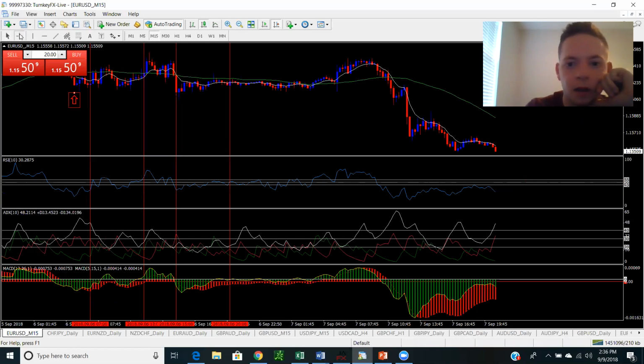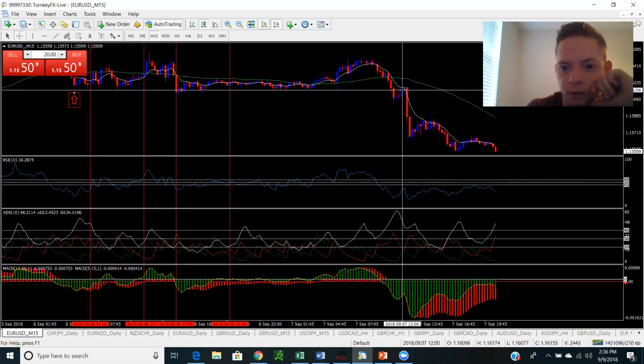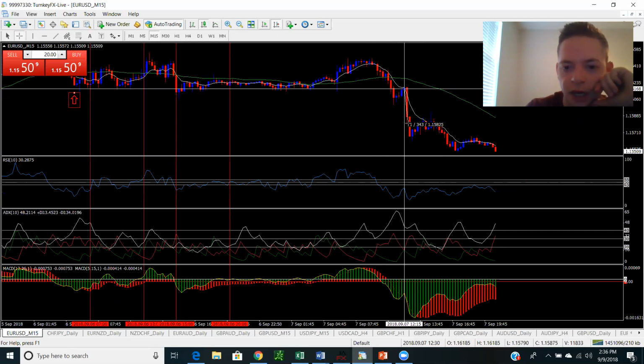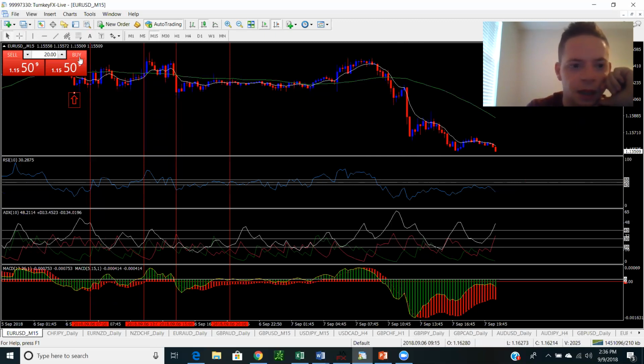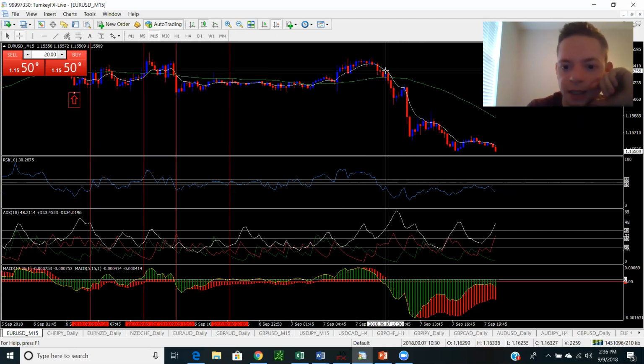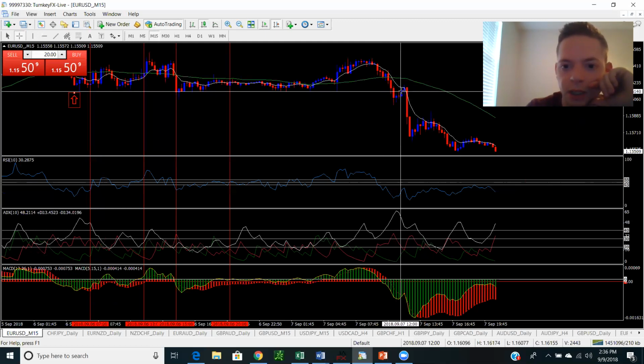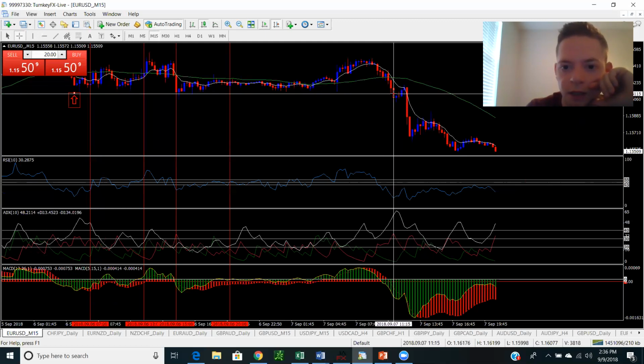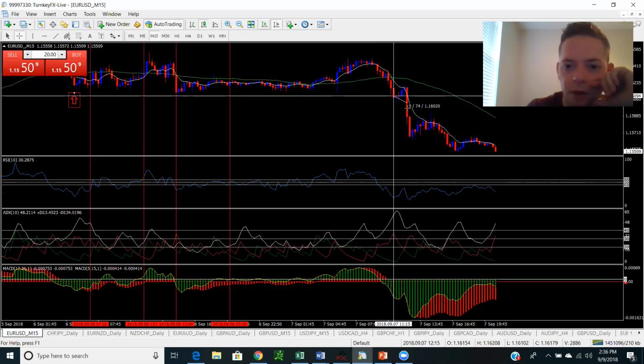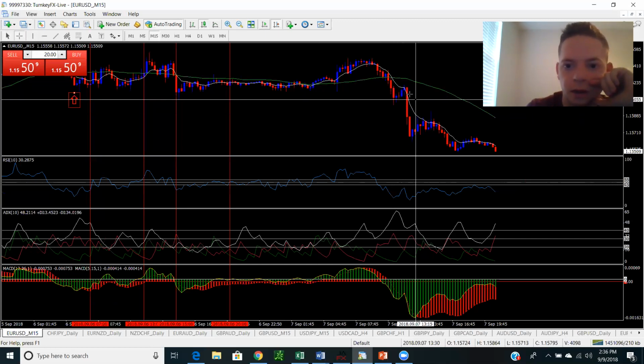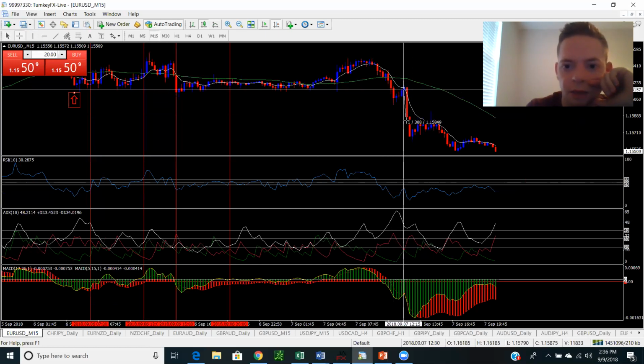Check it out. Look at this one. Beautiful. This was NFP, so definitely a reason why I didn't take that. But you can see, if you had gotten in somewhere in here, you could have gotten trapped and hit your stop loss. But again, back to the white line, take profit.